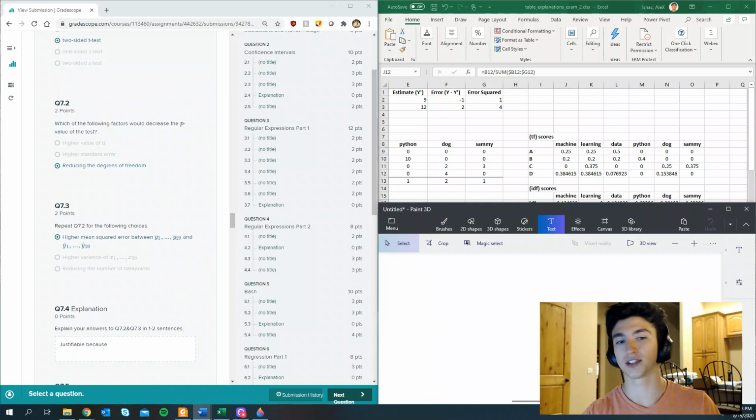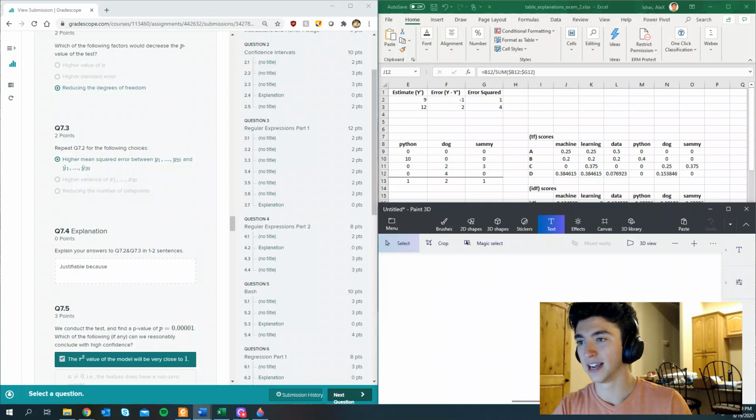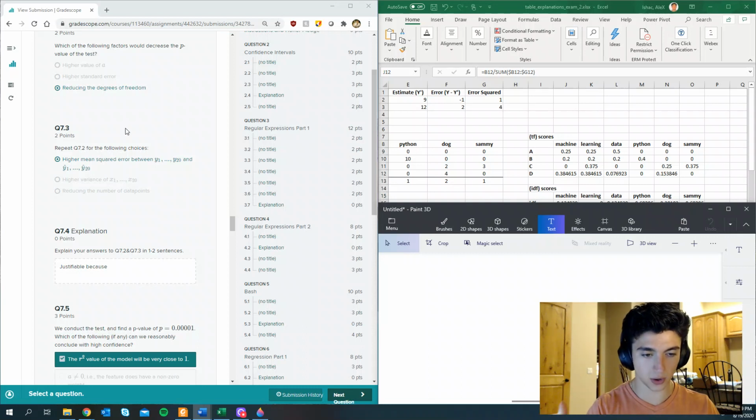I apologize. All of my answers are actually reflected in the Word document with the correct labels, so you don't only have to rely on my verbal confirmation of the answer. It should be in text as well. So yes, the answer to 7.2 is A, higher value of alpha. 7.3, so repeat question 7.2 for the following choices. Which of the following factors would decrease the p-value of the test?